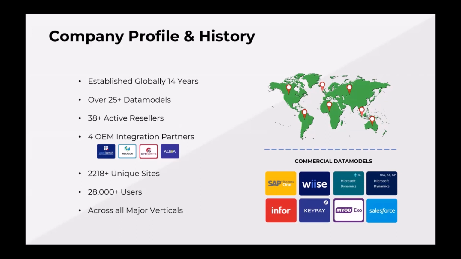I'd also say being local in Australia is a huge advantage and a vote of confidence for our Australian network, as we can be involved in those technical presentations if needed, depending on the size and who they are. Across the board, we have 38 active resellers with 25 different data models. Data models for us are what we call a connector. The main connectors are SAP B1, Sun Systems, BC and Wiise. I also mentioned KeyPay, and there's MyObXO and other ones that we integrate with. As a business, we integrate with 4 different OEM partners.